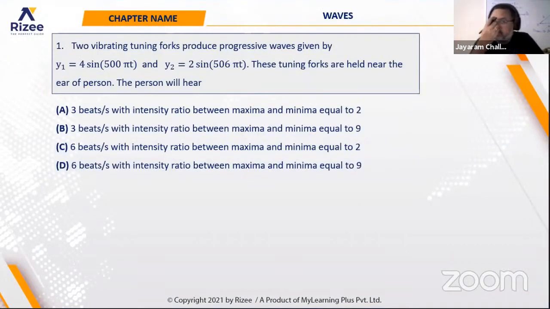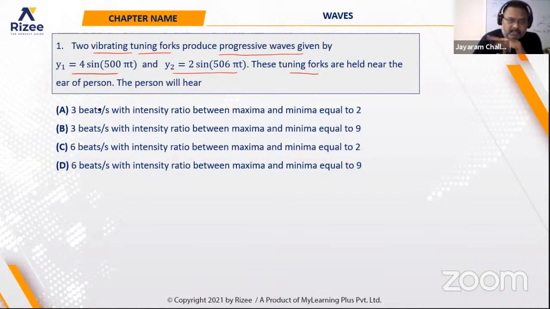Now coming to the questions to be solved by the students. So thinking of me as a student, I'll go for solving here itself. First one: two vibrating tuning forks produce progressive waves given by this, your first progressive wave, and this, your second progressive wave. So what are their frequencies? He's asking, the tuning forks are being held near the ear of a person. He's asking the number of beats. So for the number of beats, I need the frequencies f1 and f2. So how can I get that?